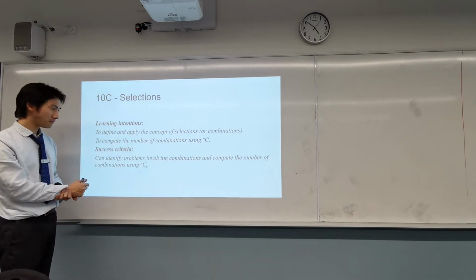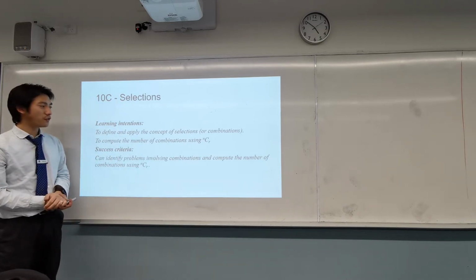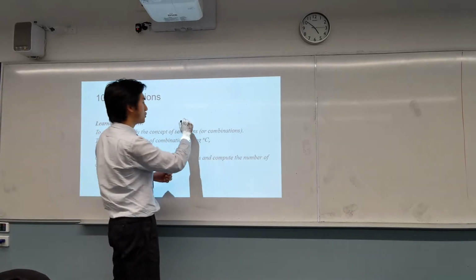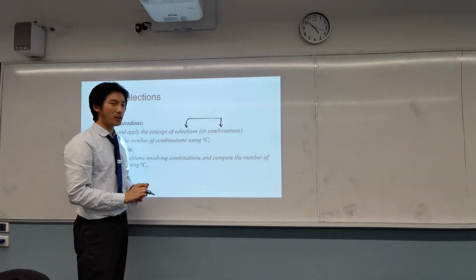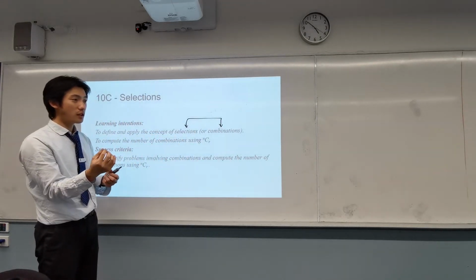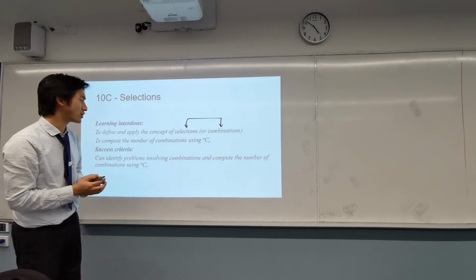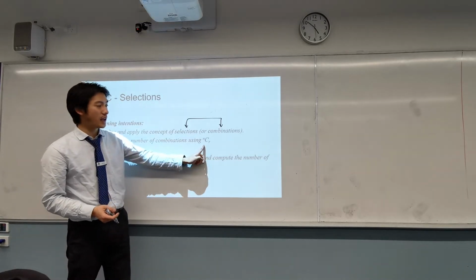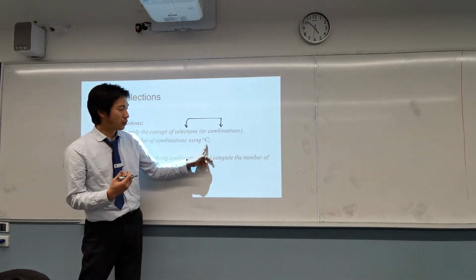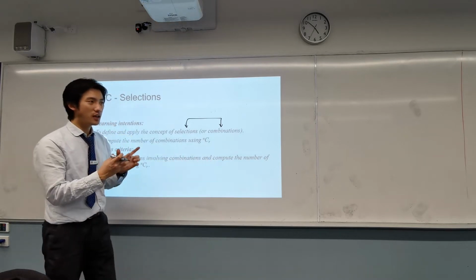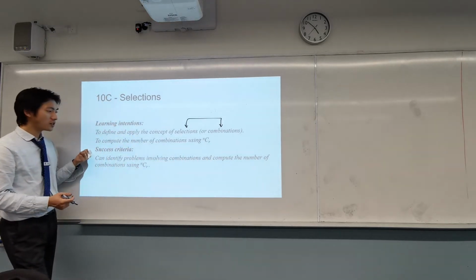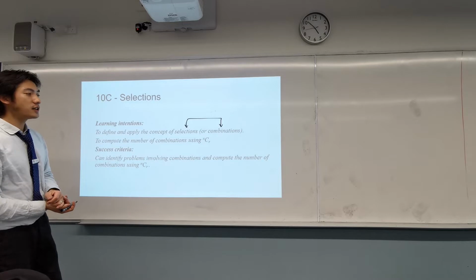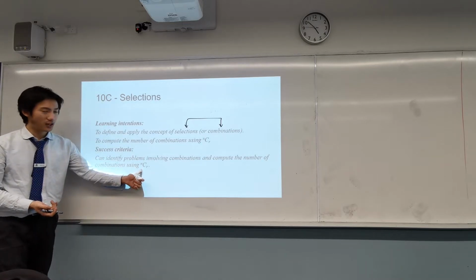That's what selections means. Our learning intentions are to define and apply the concept of selections or combinations. These two words are synonyms of each other, because if you think about selecting a few books from a library, that means you've got a combination of books. We're also going to be computing the number of combinations using nCr. I'll show you what this notation means, and it turns out to be a formula. Our success criteria is can identify problems involving combinations and compute the number of combinations using the formula.